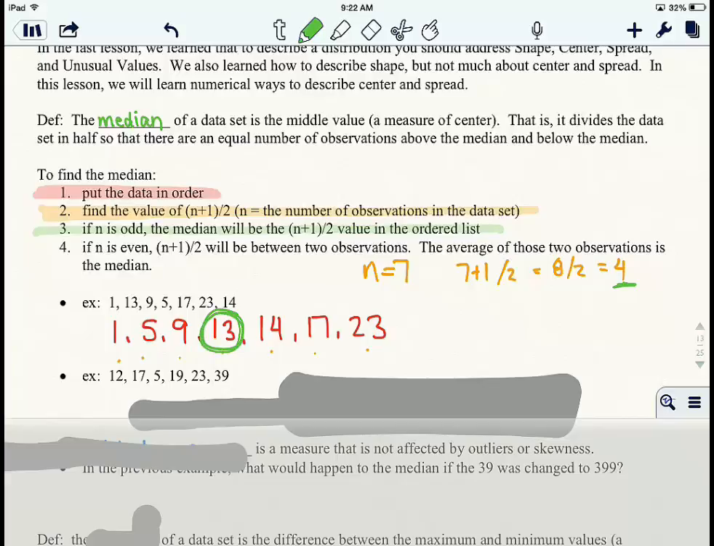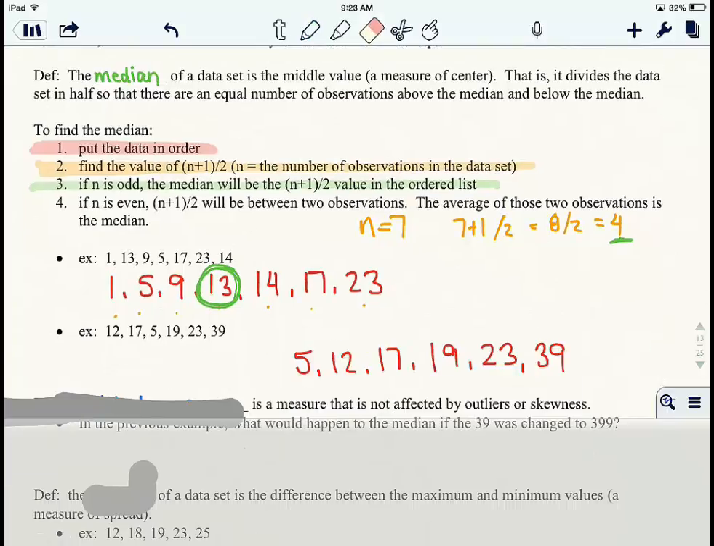If we had this next set of data, first off we'd put it in order. Now we need to find the value (n + 1) / 2, and we could do that again. n is 1, 2, 3, 4, 5, 6. So (6 + 1) / 2, that's 7 over 2, it's 3.5. So it's going to be the third number and a half. Well, 1, 2, 3 and a half, that's where our median is.